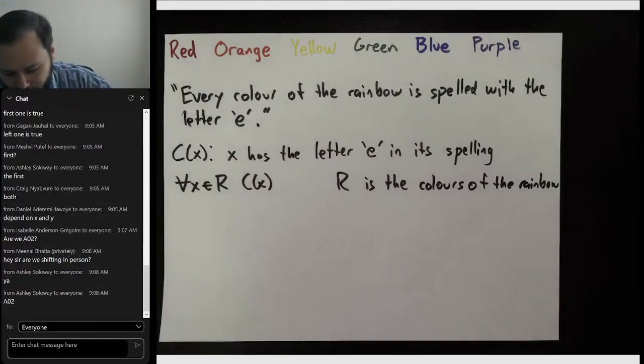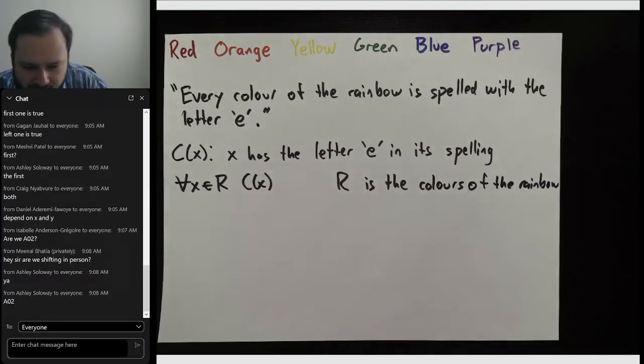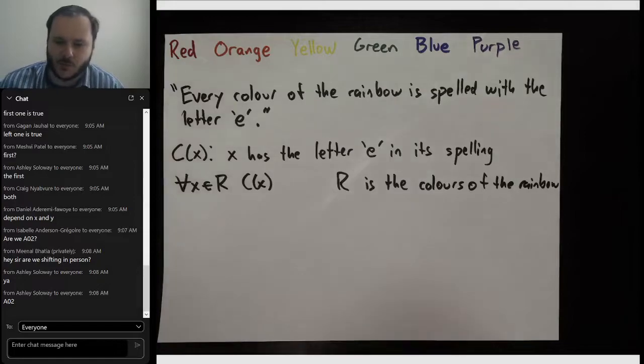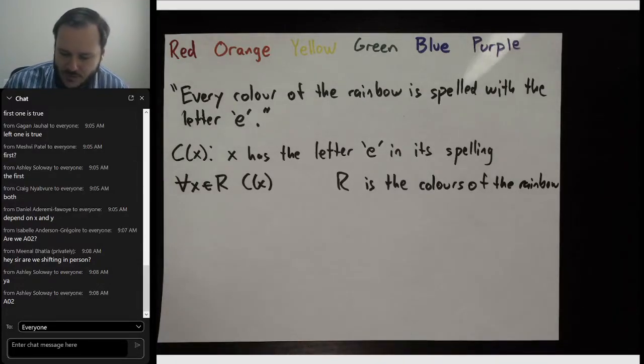How can I prove it? If I try to prove it using the rule of universal generalization, I'm going to run into trouble. If I just say, let C be any color in the rainbow, I don't know what to do with that. I can't find the E in the color unless I know what the color is, but then the color is not arbitrary anymore. But how do I do it? How do I show that this is true?